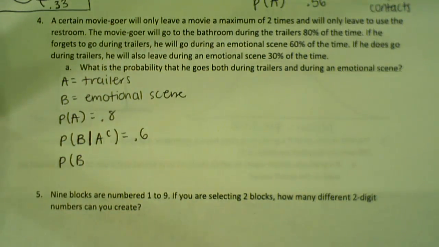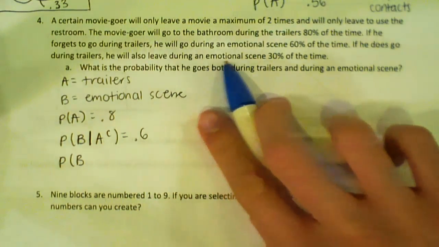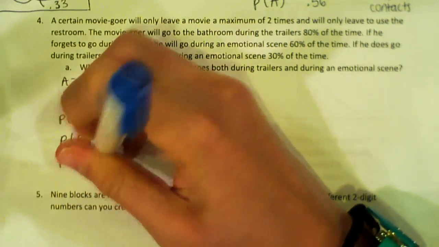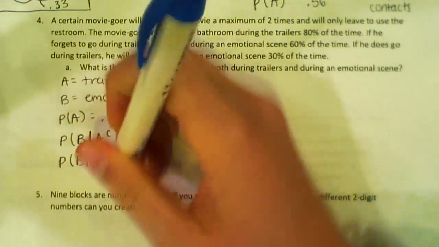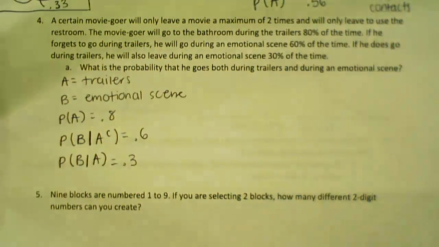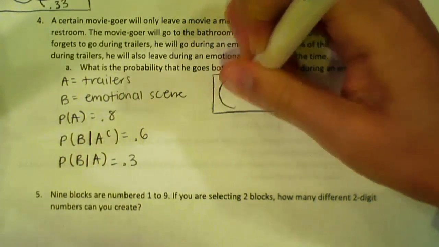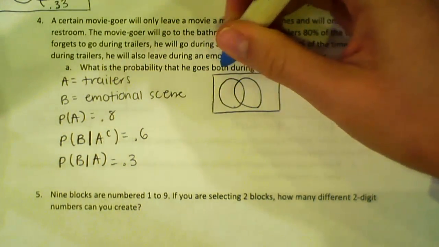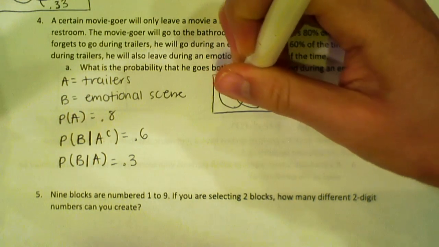And then if he does go during trailers, he will also leave during the emotional scene 30% of the time. So given that he goes during trailers, he goes during an emotional scene 30% of the time. So if we go back to the Venn diagram thing, the question wants us to find both during trailers and during the emotional scene, so we want to find the intersect.